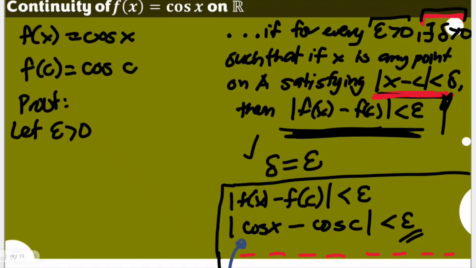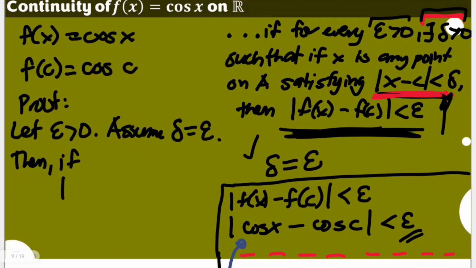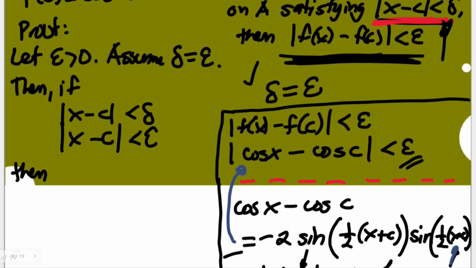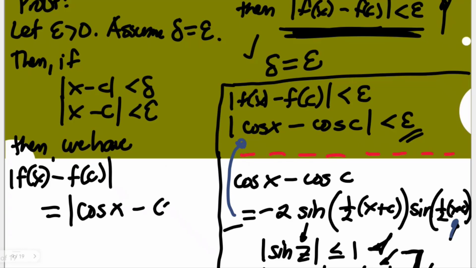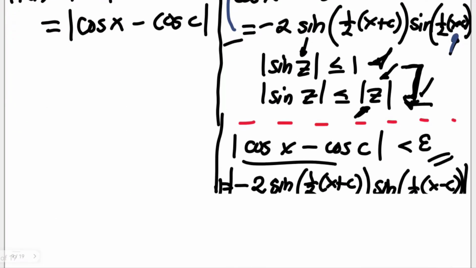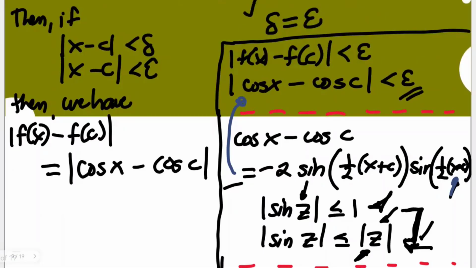Let epsilon be greater than 0, and we have to assume that delta is equal to epsilon. Since we have declared that, then we can proceed now to the inequality. If the absolute value of x minus c is less than epsilon, or delta, then we have this goal. Hopefully, we can simplify it. The absolute value of f of x minus f of c is equal to the absolute value of cosine x minus cosine c. And the other purpose of this scratch work is we can pick something here that is already a simplified form of this.